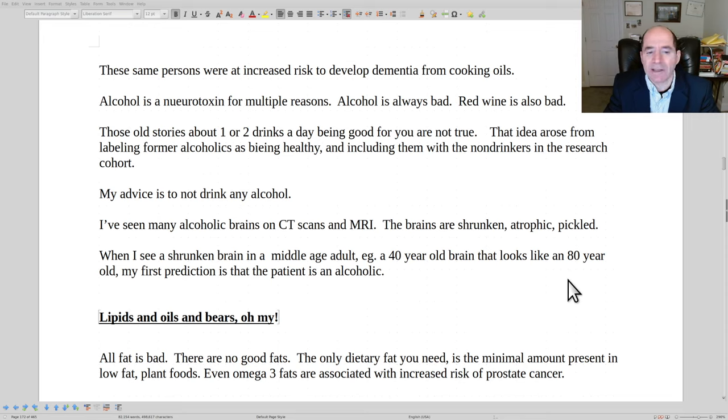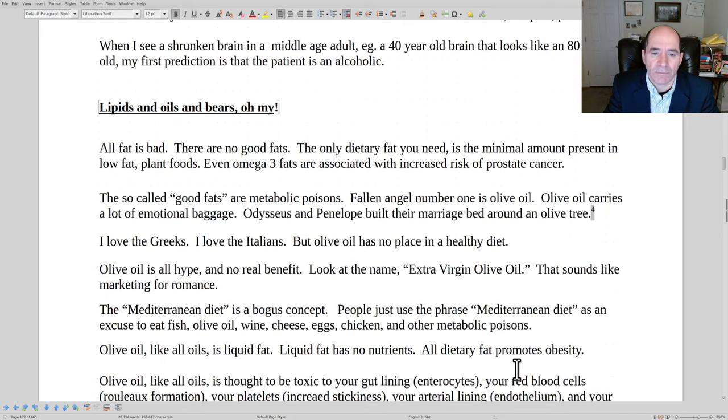Okay, let's see. All fat is bad. When I say all fat is bad, what I mean is you don't want to seek out any fat. You get enough fat just by eating regular low-fat plant foods. The omega-3s are in there. The omega-6s are in there. You don't need to go looking for them. Supplementation with omega-3 fats is associated with increased risk of prostate cancer, potentially immune suppression, potentially increased risk of metastatic cancer spread. There've been studies showing that in animals. No, I don't think it's a good idea.